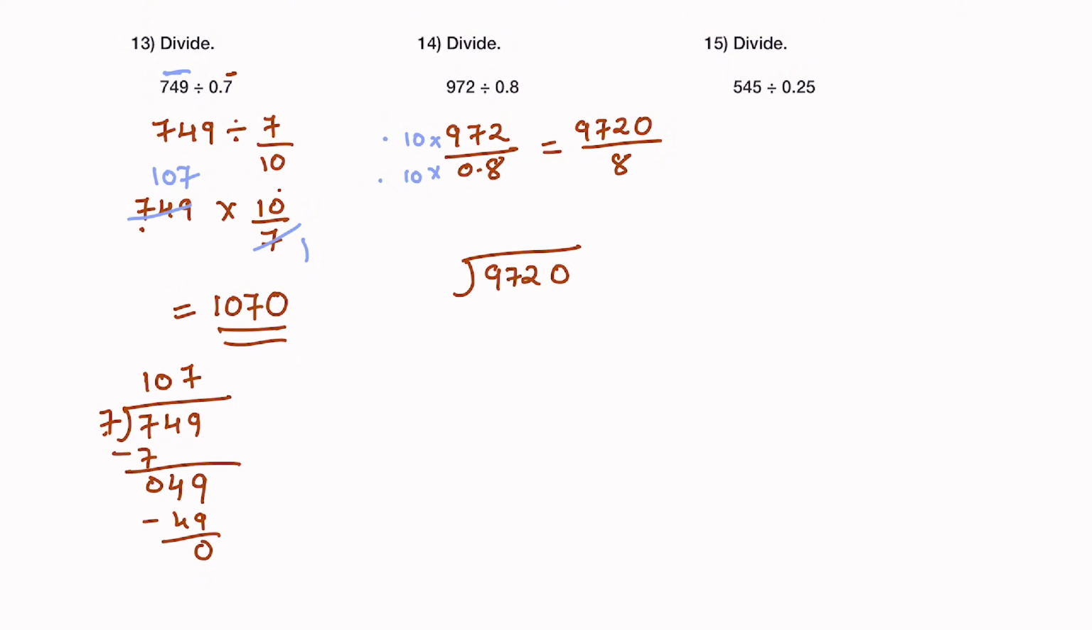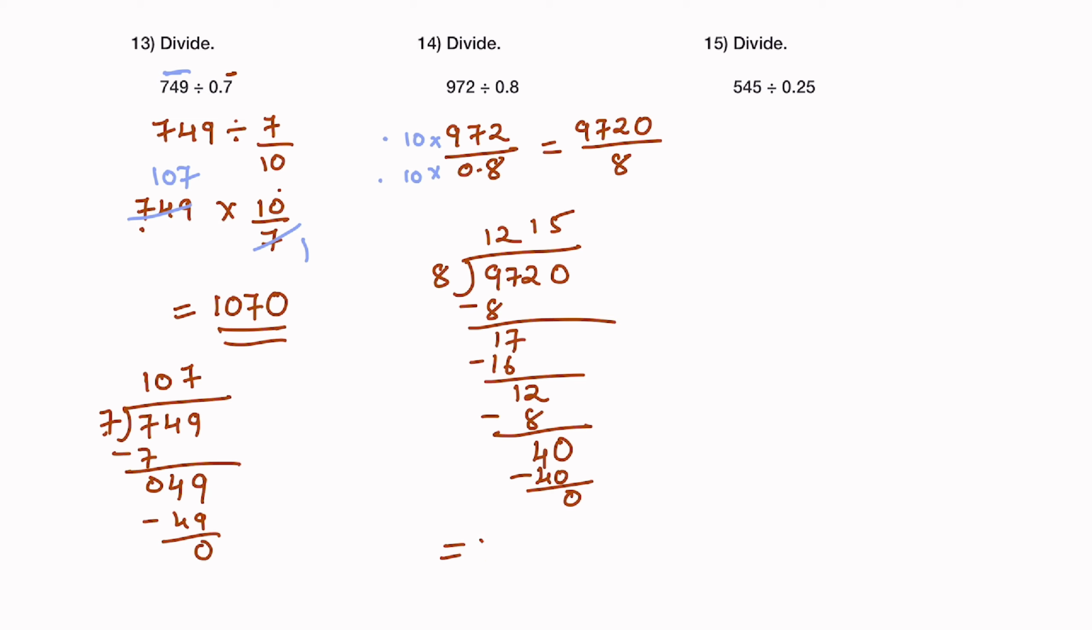9720 divided by 8. So that's once 8, 1, 7, that's twice 16, 1, 2, 8 times 1 is 8, so that's 4, and the last 0 here. So that's 5, right? So that's 40, and the answer here is 0. So the final answer is 1215 for this, right?